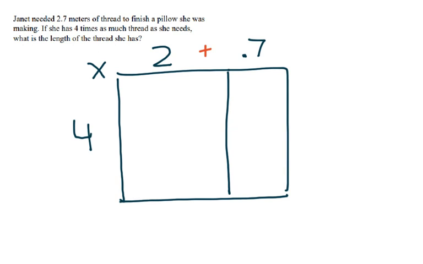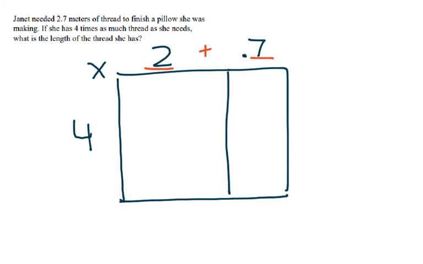Take a look at this problem. Here we see Janet needs 2 7/10 meters of thread for each pillow, but she has a lot more thread than 2 7/10 meters. So let's use an open array area model to find out just how much thread she has. We know she has 4 times as much as she needs. So we'll first decompose the mixed number into 2 wholes and 7 tenths.